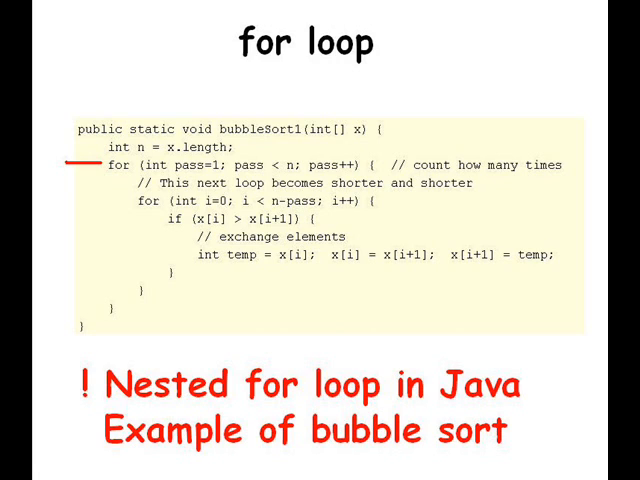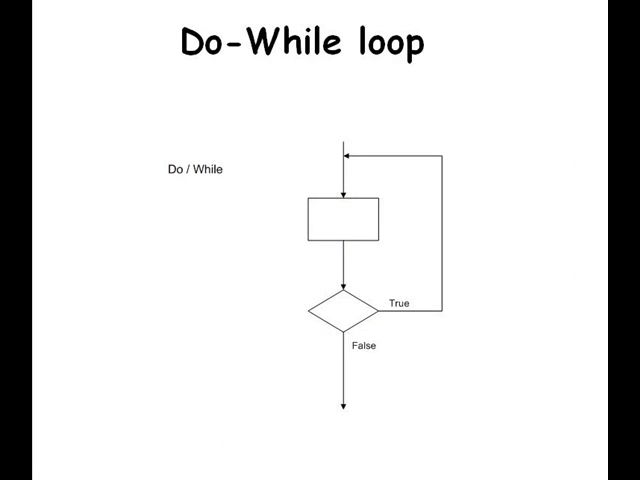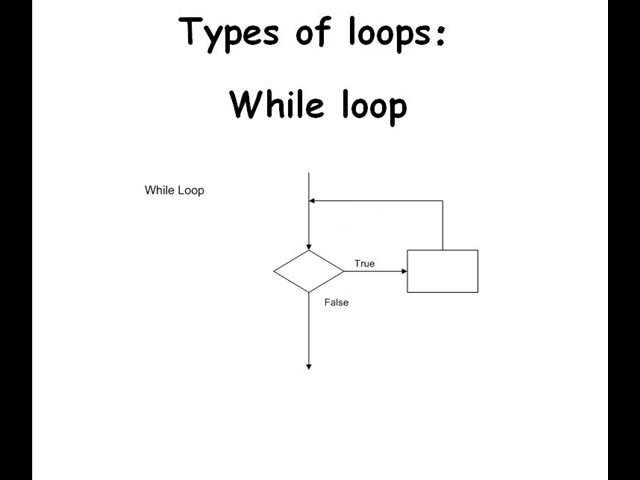Here's a picture of a do-while loop. The difference between a do-while loop and a regular loop is that regardless of what we're testing against, it's going to do something at least once, as opposed to the while loop where you may never even enter the loop.